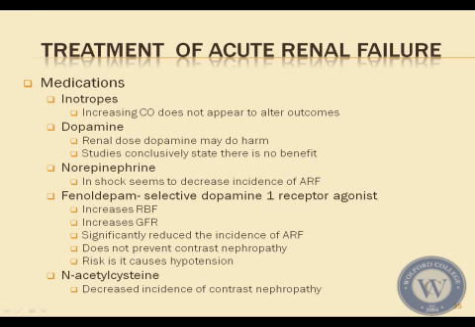Medications that may actually help are things like inotropes that increase cardiac output. This does not appear to be affecting the outcomes. So are these drugs really indicated? The question is, most of the time, most of the reports are saying no at this time. So dopamine really hasn't been found to be all that effective in helping in these individuals. Renal dose dopamine may do more harm than actually good, and studies conclusively state there is basically no benefit to it.